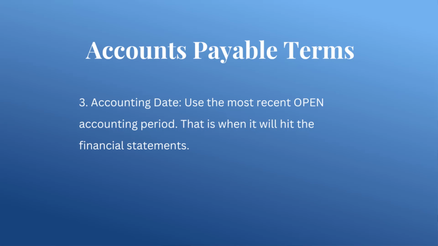Number 3, accounting period date. The accounting date is when an invoice will actually show up on the financial statements. So if it's the first of the month and you get an invoice for the previous month, you probably want to use the previous month as the accounting date, if AP is still open for that month. If AP is closed, the accountant will need to make an accrual for that invoice, and you should enter it using this month as the accounting period. Also note, don't use a future date as the accounting period.